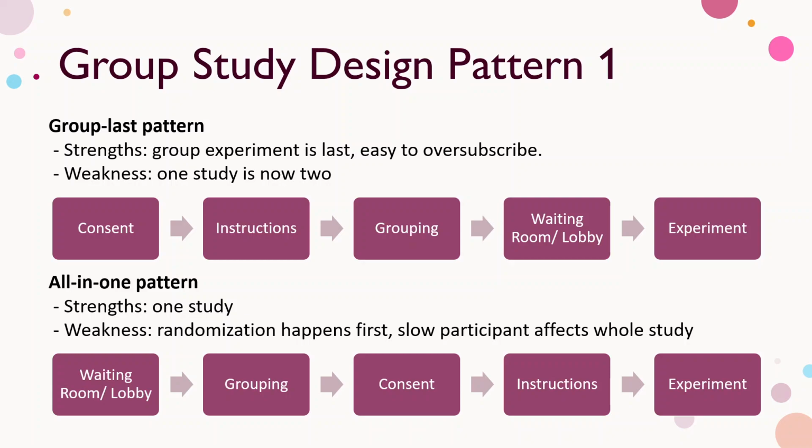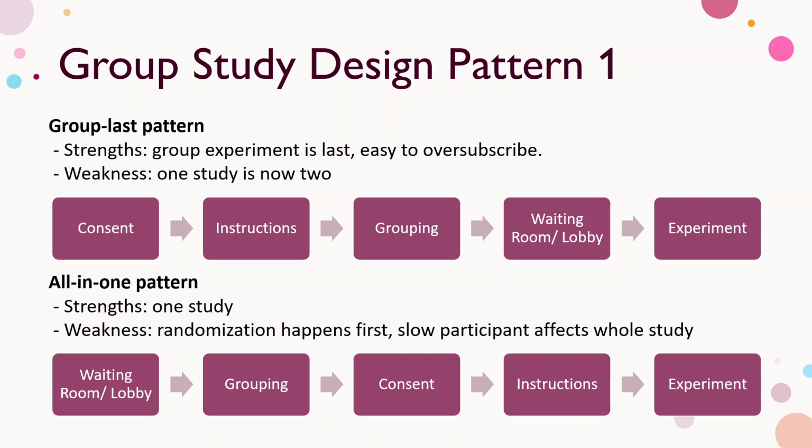The advantage here, of course, is that you're moving the randomization and group formation last. So what you can do here is have 50 people start the consent form if you need a group of 10, and you're going to get tons of people to the waiting room, and then you can match whomever is left at the end and have them go into the experiment. This is what I mean by it's easy to oversubscribe.